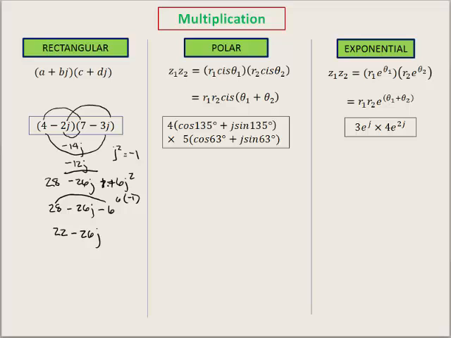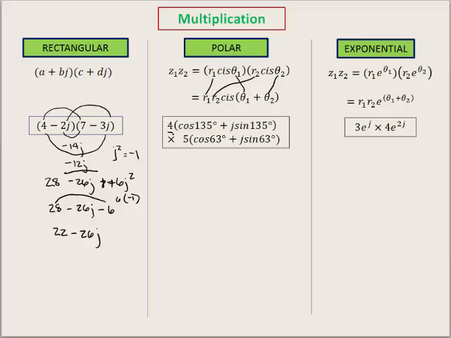Alright, you want to try multiplying in polar format? All we're going to do is we have two complex numbers in polar format, and in this case I've used the long format with cosine and J sine. And what we're going to do is take the r's and multiply them together, and we're going to take the thetas and add them.